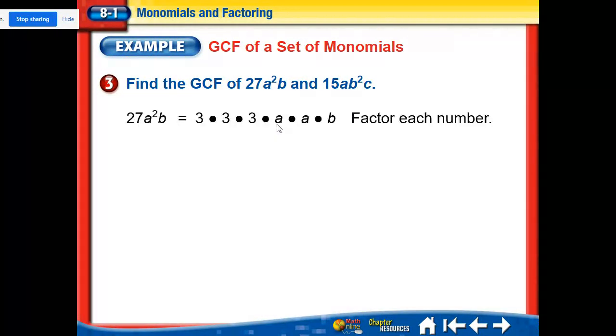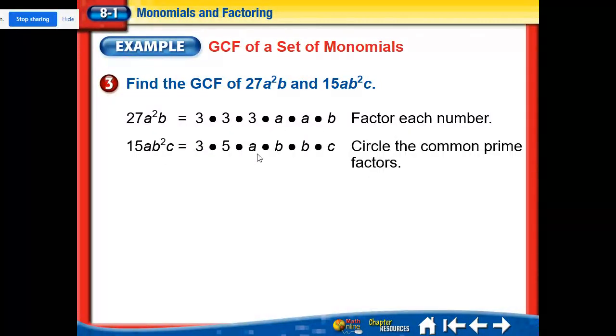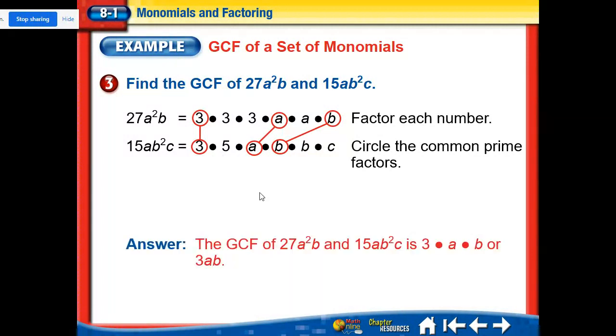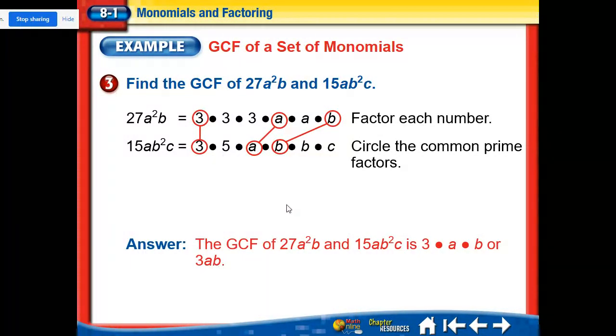All right. But to do it the long way, just to make sure, we go ahead and we factor out 27, 3 times 3 times 3 times A times A times B. And we do the same thing with 15. Now that we have them all listed out, we can see what their common factors are. And so 3 is common, A is common, and B is common, just what we said from before. So the greatest common factor is 3AB, putting that all together. If you can do it mentally, that's fine. That's not a problem. But again, this is how it comes about.